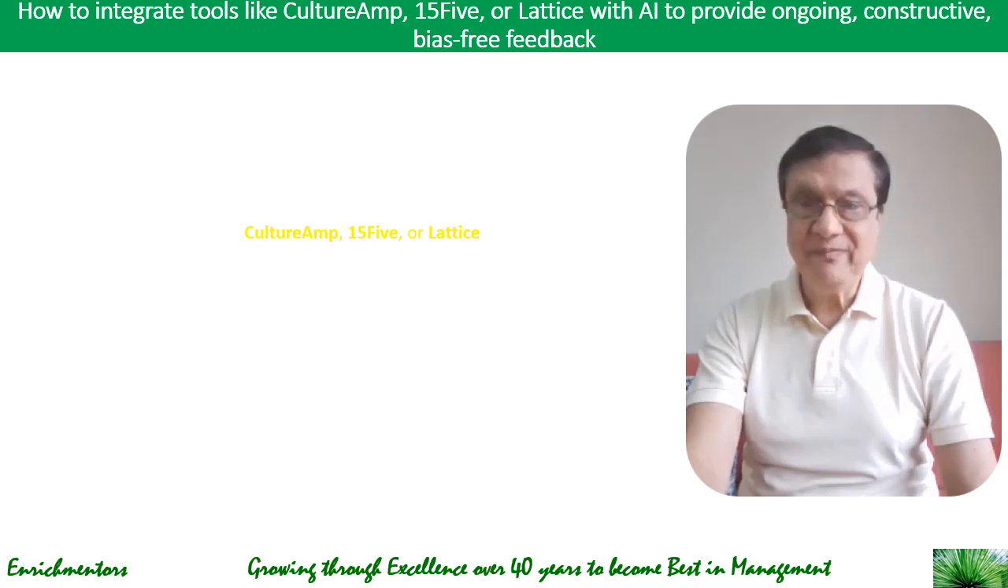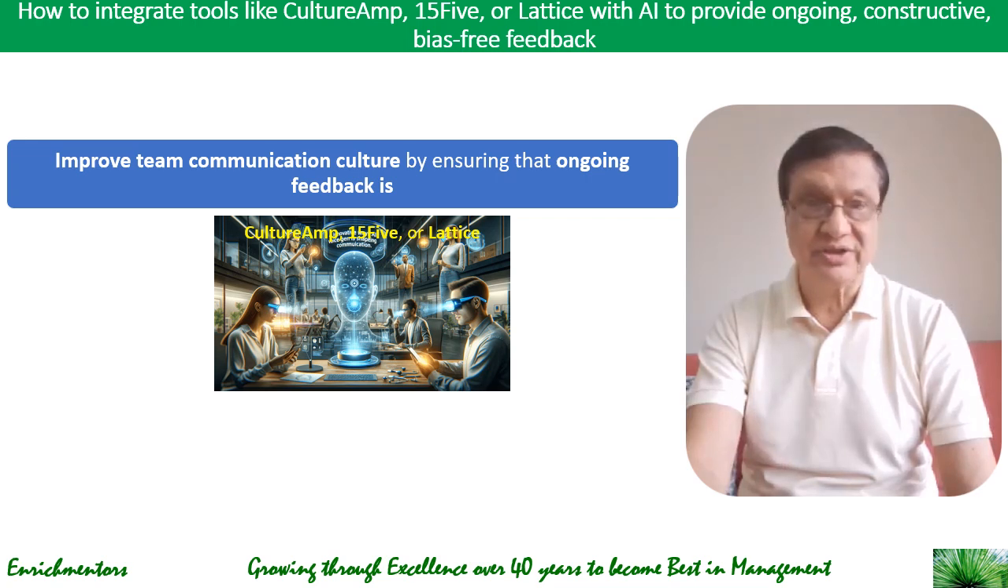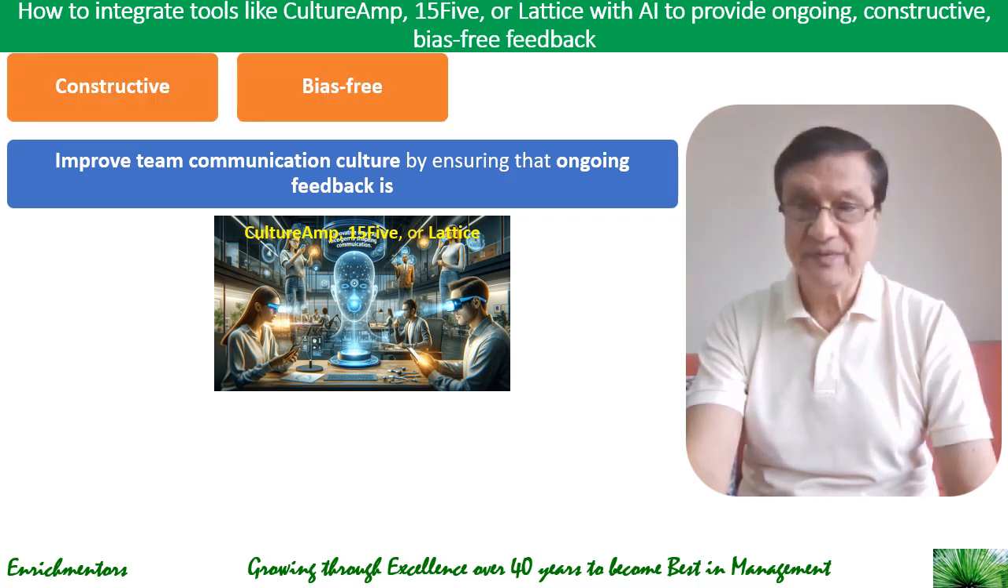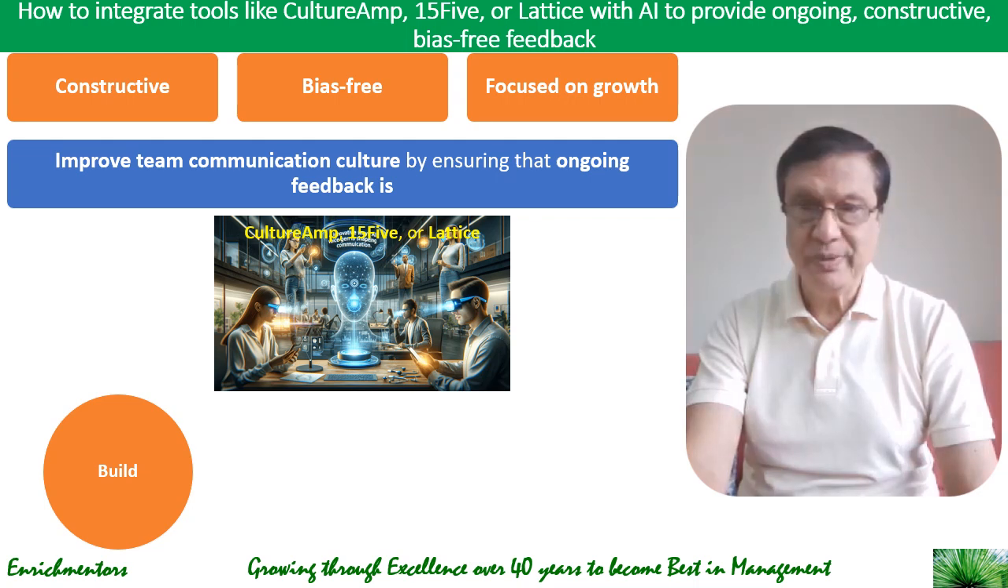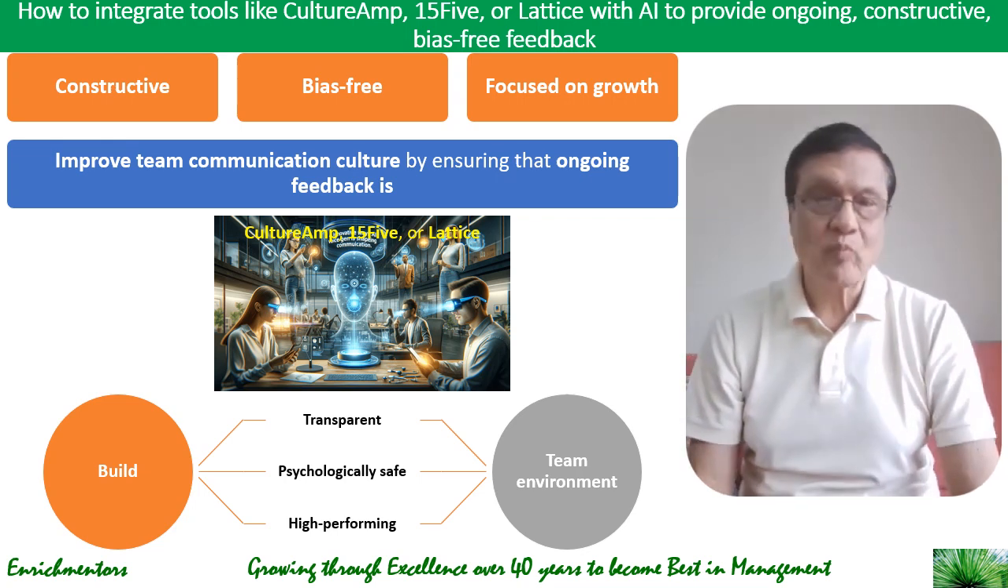Integrating CultureAmp, 15.5, and Lattice with AI tools can significantly improve team communication culture. It can do this by ensuring that ongoing feedback is constructive, bias-free, and focused on growth. And you can strategically combine these platforms with AI to build a transparent, psychologically safe, and high-performing team environment. Let us take a look at that.